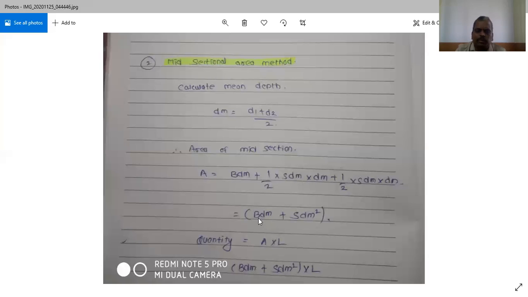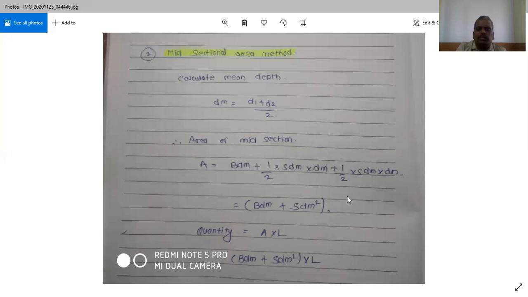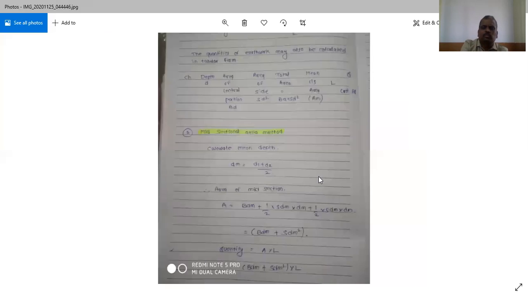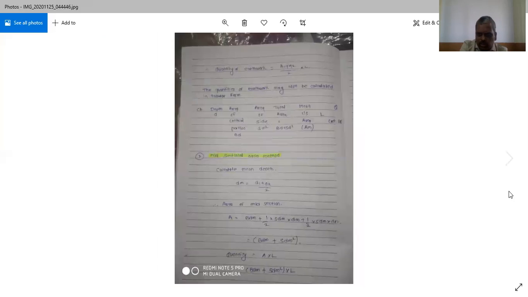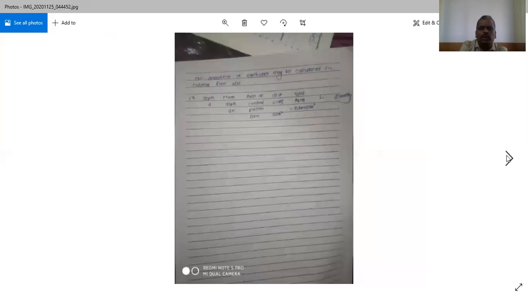Here, BDM plus SDM square, half of which will be 1. So the area is BDM plus SDM square, and the quantity will be area into length. That is nothing but BDM plus SDM square multiplied by L, which will give us the actual quantity of each and every point.